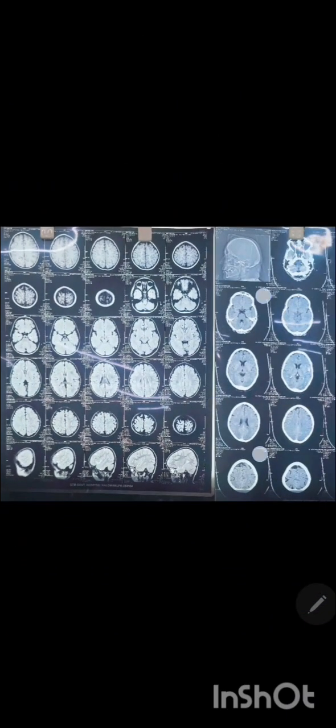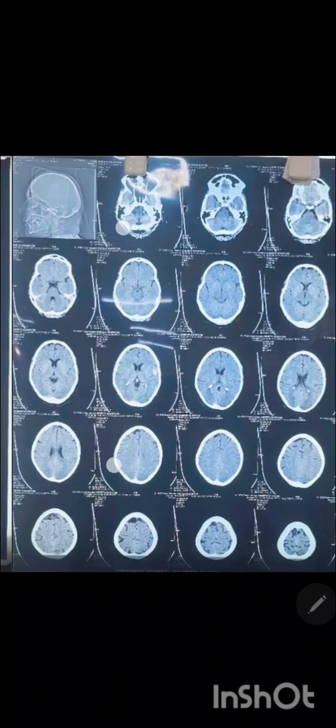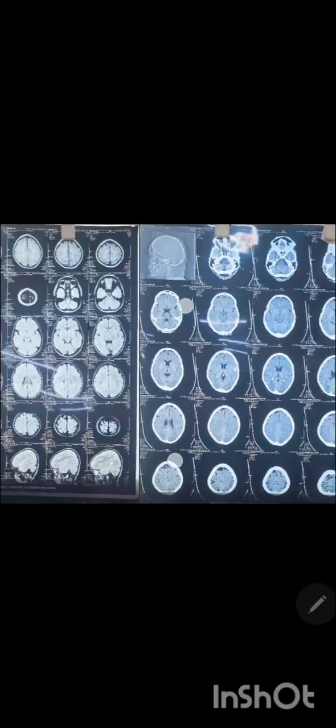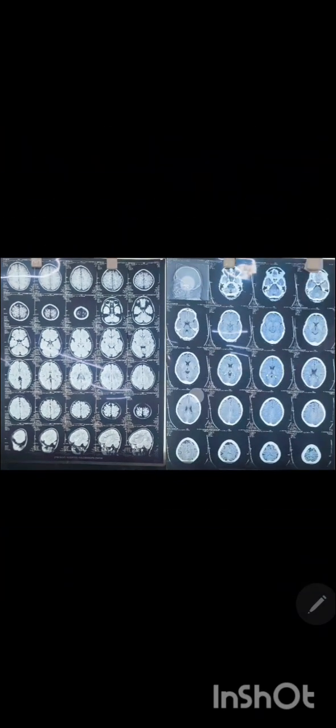So both are very important, but CT is more preferable and less costly, and MRI is also preferable, but it is somewhat more costly. So these are the key differences between the MRI and the CT scan.